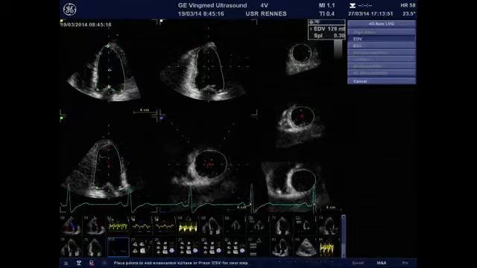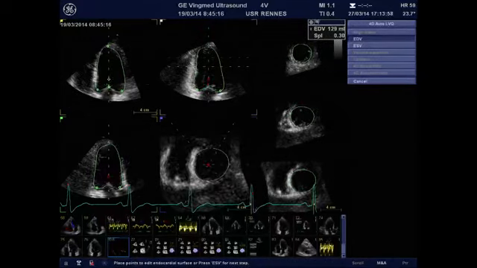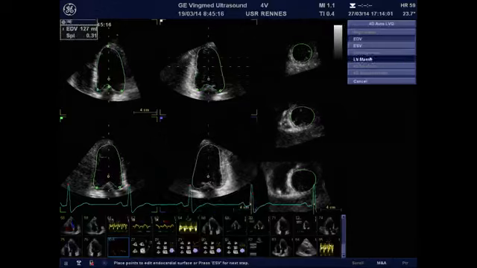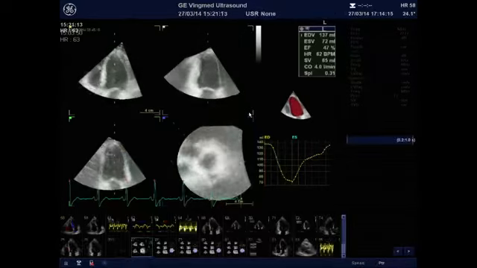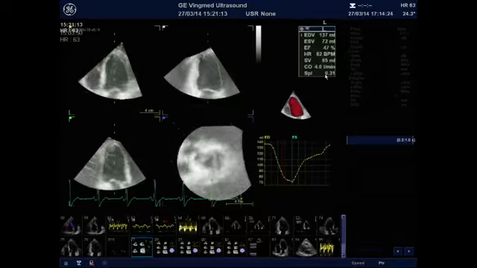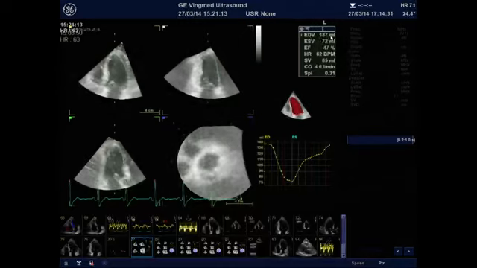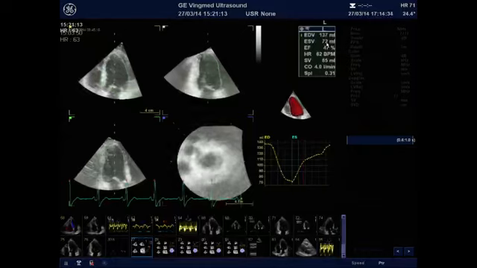Automatically, we can check that the tracking is okay. Then we will move to the LV end systolic volume. Then we will get the LV ejection fraction, 47%. We have the cardiac output, 4 liters per minute. We have the sphericity index, 0.3. And we have the LV end diastolic volume, 137 milliliter, and the end systolic volume, 72 milliliter.